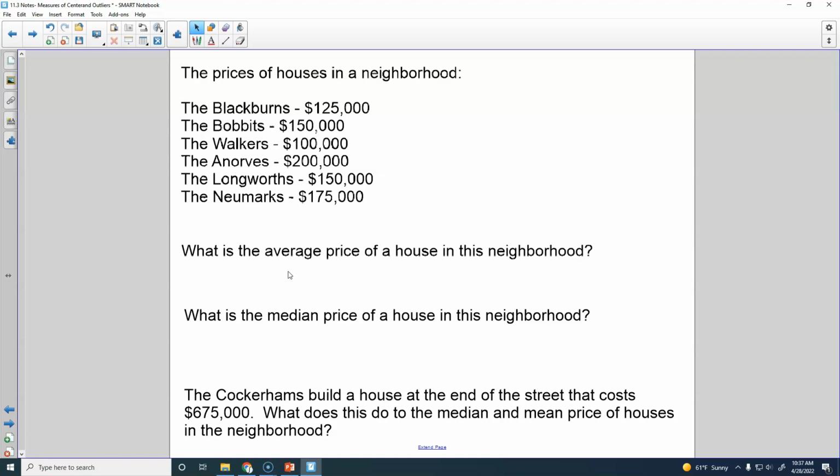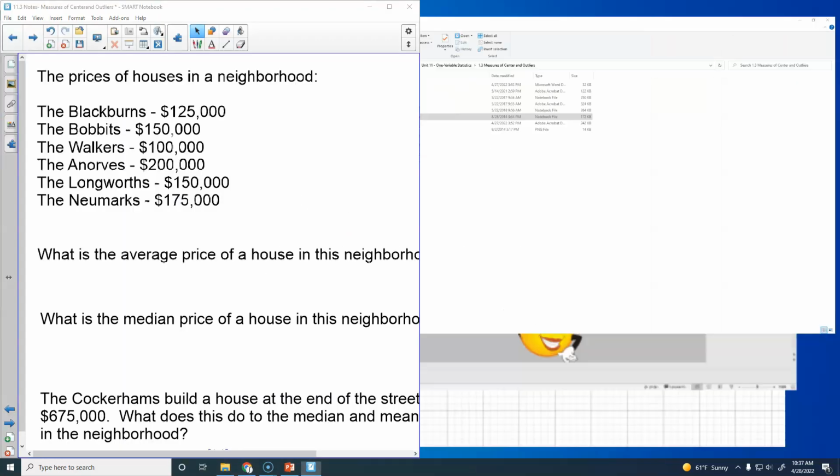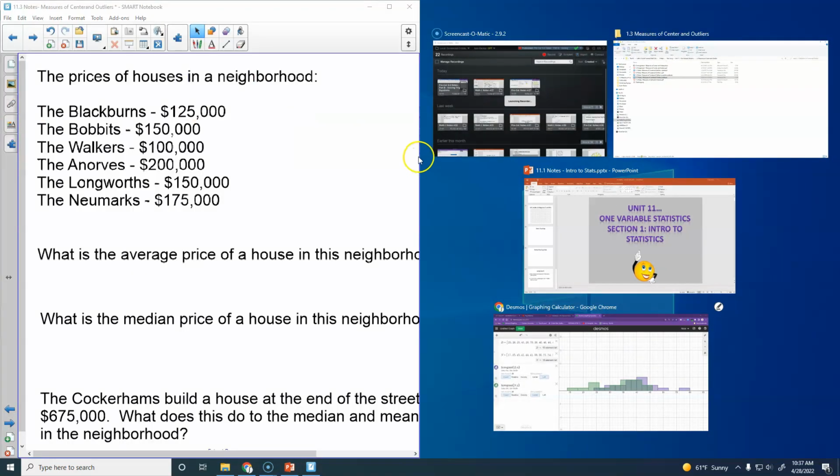The Blackburns, $125,000, Bobbitt's, $150,000, Walker's, $100,000, Norvay's, $200,000, Longworth's, $150,000, Newmark's, $175,000. So we need to find the average price of the house in this neighborhood and the median. For the average, I'm going to use Desmos. You can use your calculator also.